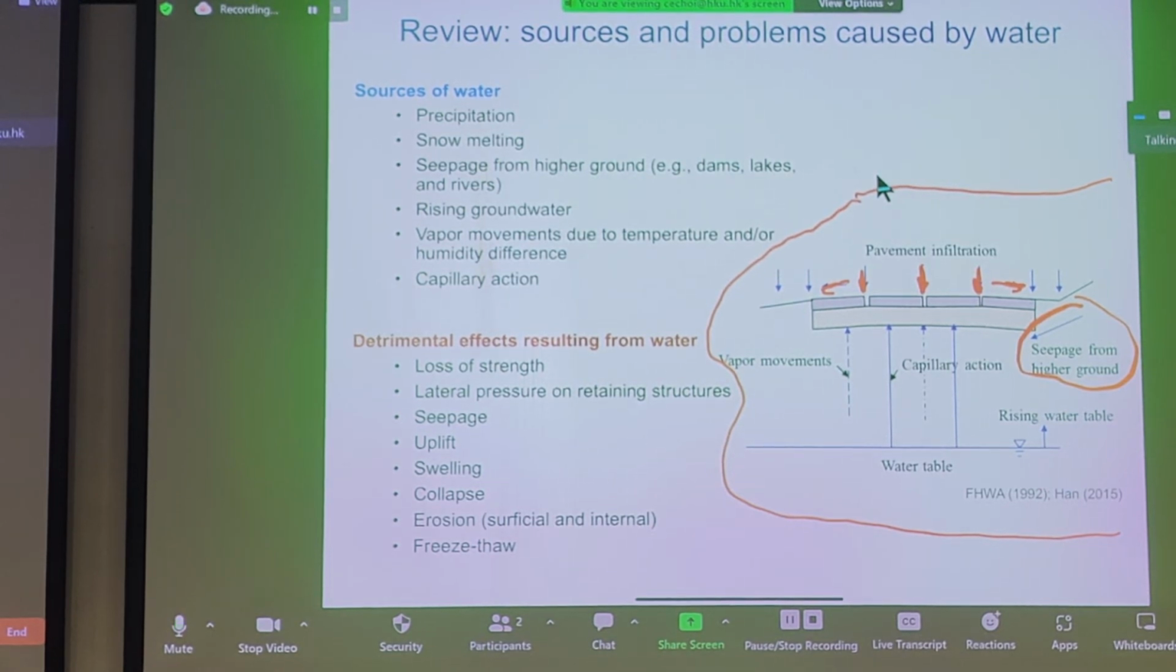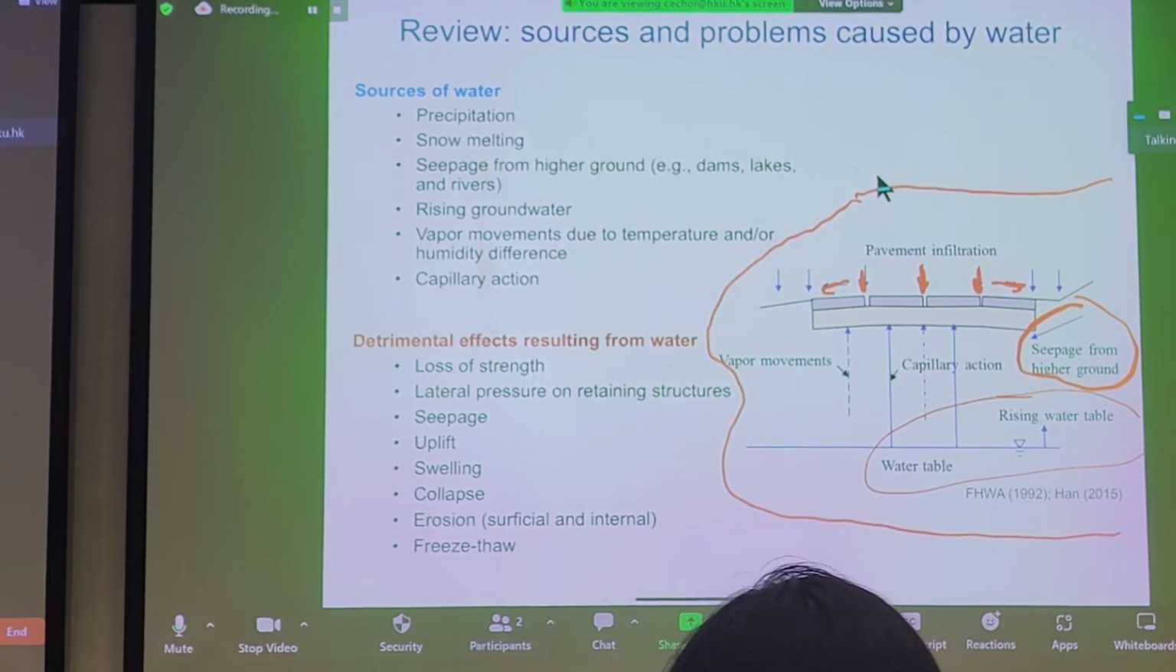Vapor movements can be caused by different relative humidity. If you have different humidity, that can affect the matrix suction as well. And you can also have obvious increase or decrease in water table. So this slide is essentially showing a summary of the different sources of water, and we've explained adverse effects.